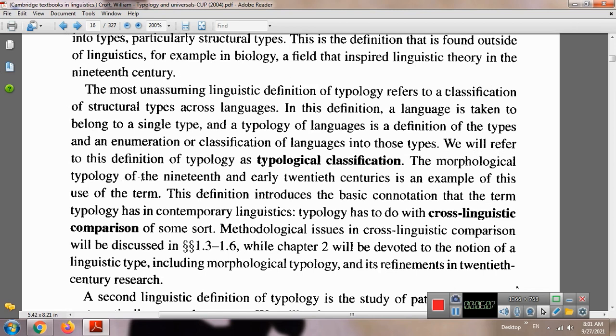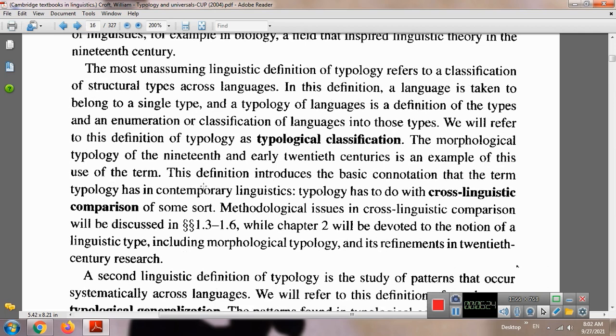The morphological typology of the 19th and early 20th centuries is an example of this use of the term. This function of typology was common in the 19th century and the early 20th century. This definition introduces the basic connotation that the term typology has in contemporary linguistics: typology has to do with cross-linguistic comparison of some sort. This is the summarization of this definition, which is very important.